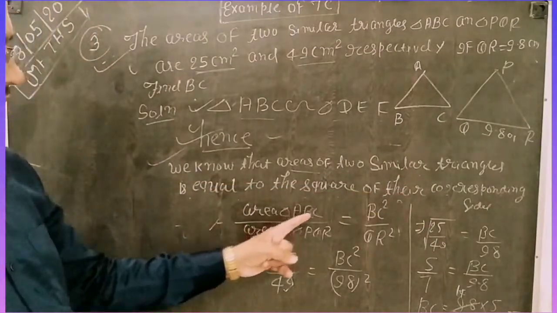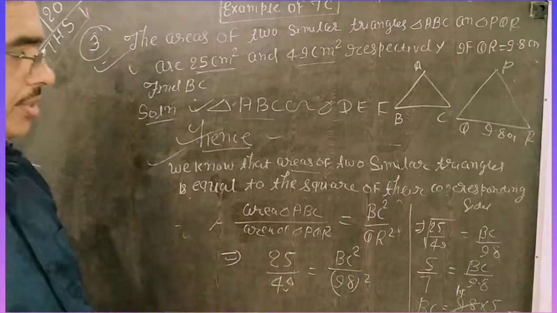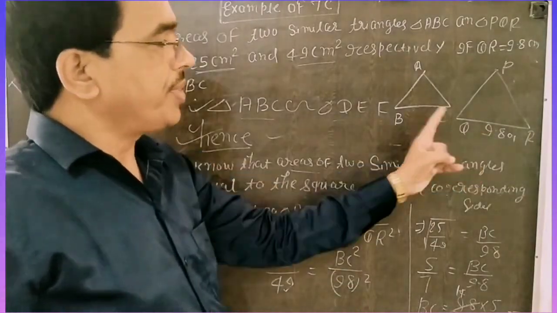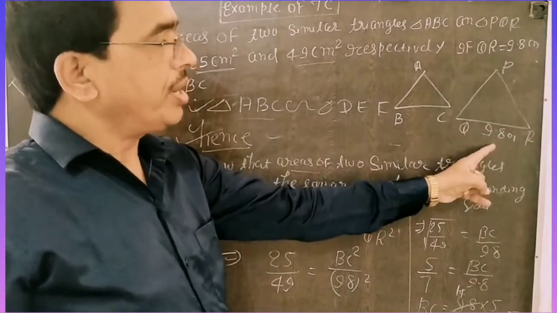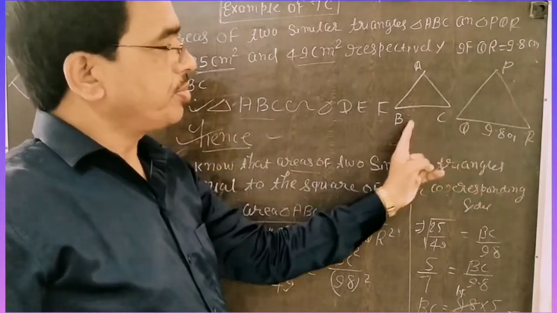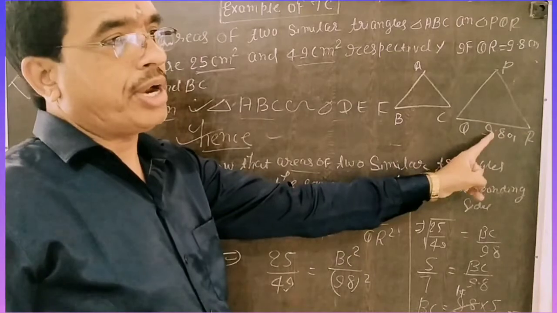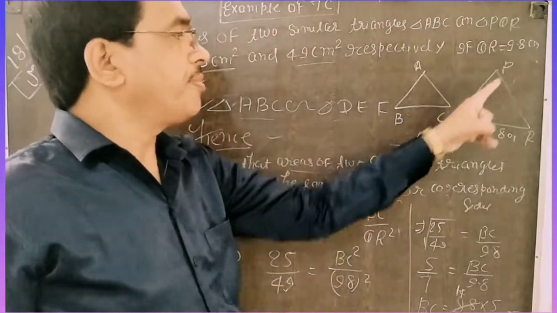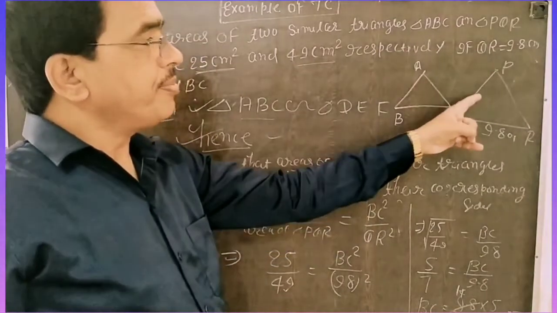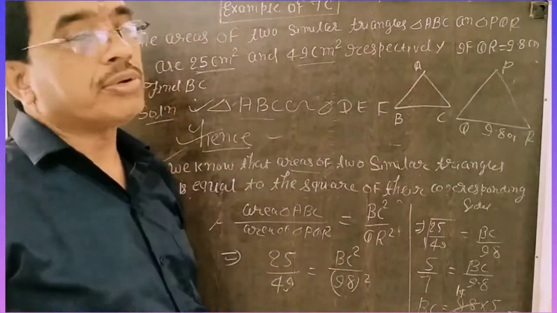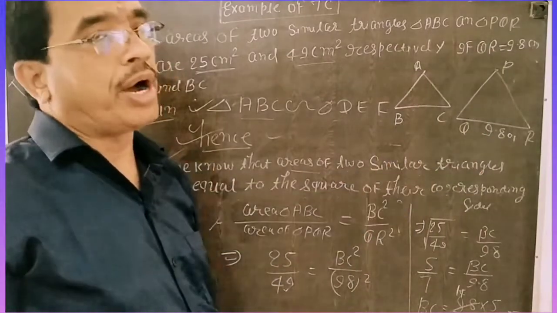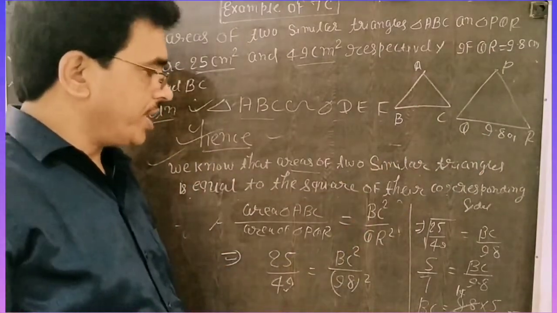So area of triangle ABC by area of PQR is equal to BC square by QR square. I take BC and QR because QR is given and you have to find BC. So the corresponding sides are BC and QR. You can also take AB square by PQ square, but AB and PQ are not given and not asked in your question. Here in your question, find BC, and QR is given. So take the ratio BC square by QR square.